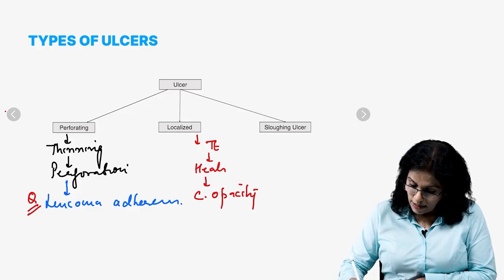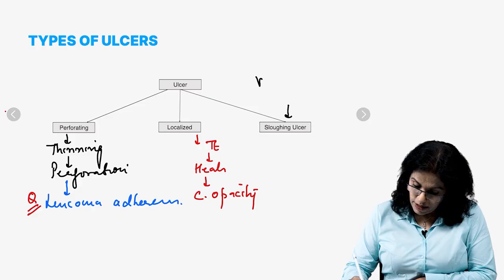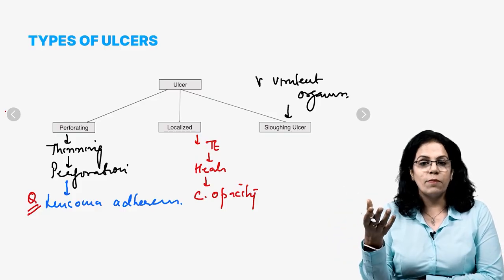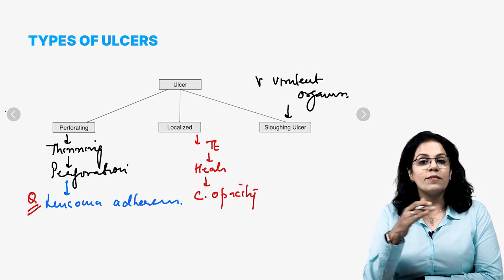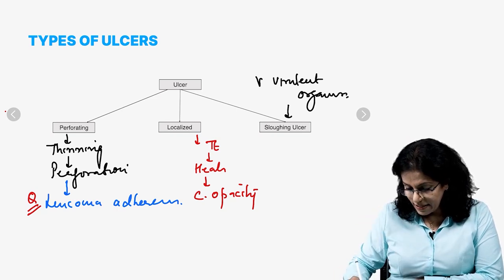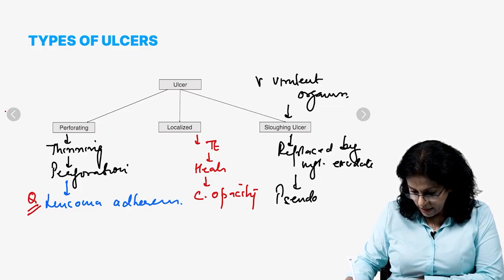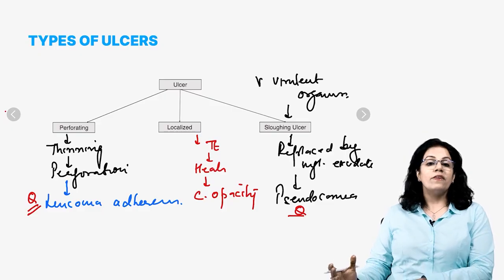Third type is a sloughing. This is due to infection by a very virulent organism. Okay, we learn like this, very virulent organism. It eats up the whole cornea, but that doesn't mean that the area will be open. It is simultaneously replaced by inflammatory exudates. And when this is replaced by inflammatory exudates, write down please, this is what is called pseudocornea. Okay. So, again an exam question, pseudocornea is a feature of, we answer, sloughing corneal ulcer.